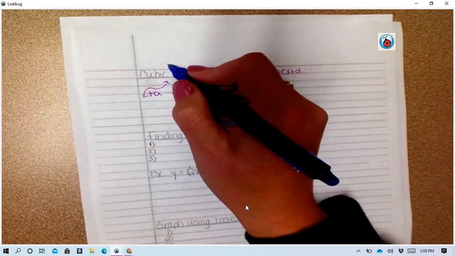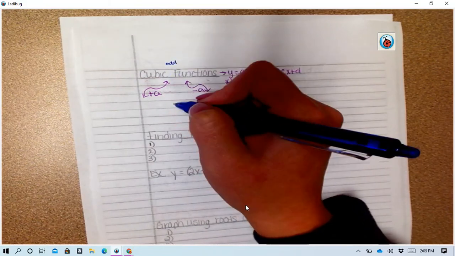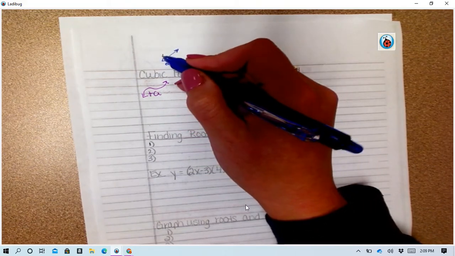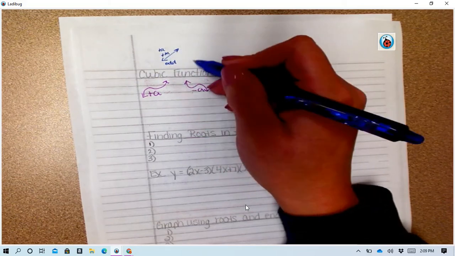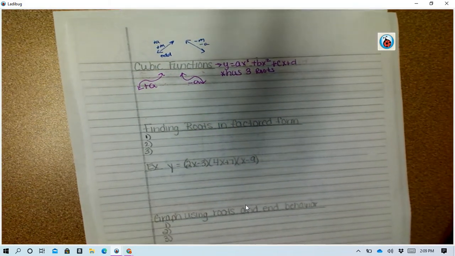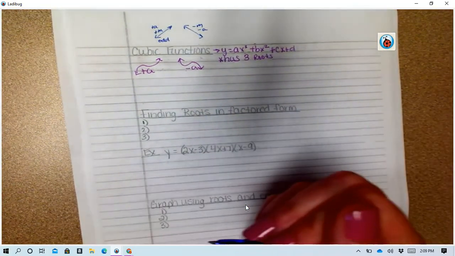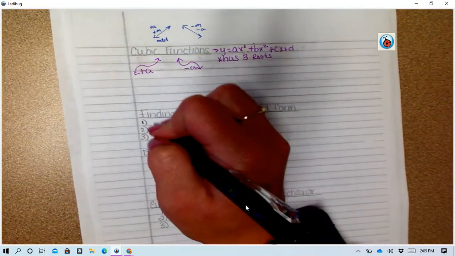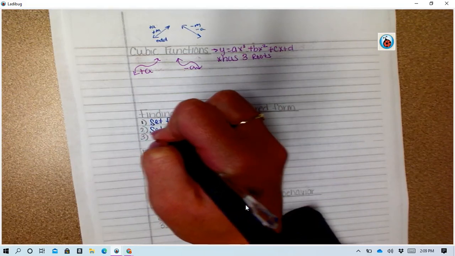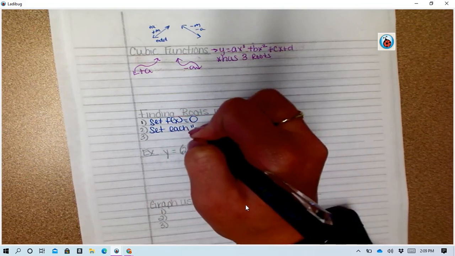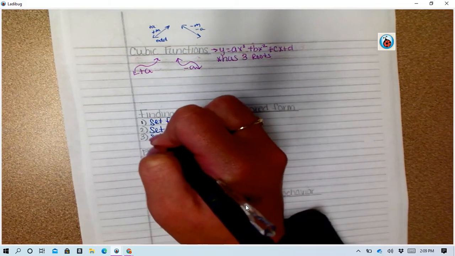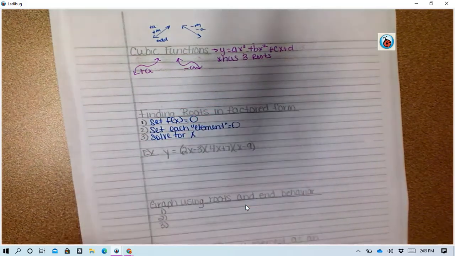Because anything that has an odd exponent follows the same thing as a line. So if a line would have a positive slope, that means you'd have a positive a value. If a line would have a negative slope, that means you'd have a negative a value. Finding roots in factored form is the same thing as with quadratics. You set f of x equal to 0. You set each element equal to 0. And then you are going to solve for x.